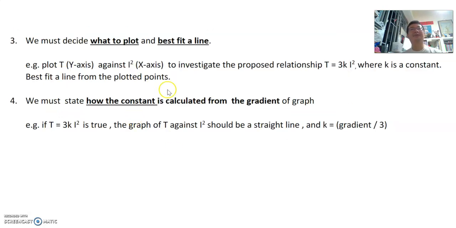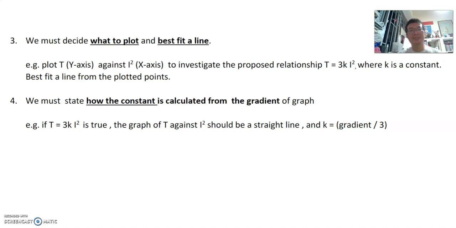Now, what you plot is important. The key idea is to manipulate the equation into the form of y equals mx plus c, so that because it's a straight line, if the equation is true, the gradient will give the constant. But the gradient may not be equal to the unknown constant. You must manipulate. Like in this case, the gradient is 3k, and therefore k equals gradient divided by 3. I may have to play back this video again to get the gist of this planning experiment that is 5 marks.